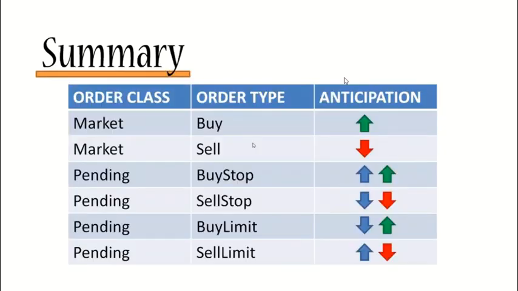Okay, let's look at a basic summary of this course. The summary here is, we're looking at the class of orders, the order types, and the anticipation here. So basically, when you're talking about market orders, you'll know that you're talking about instant execution. So if you're looking at this section, this green thing, it just tells you that this is an instant execution, so it's an instant buy. And for the other market order, we know that it's an instant sell. Yeah, that's basically it.